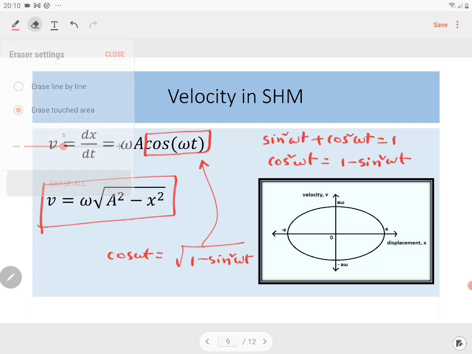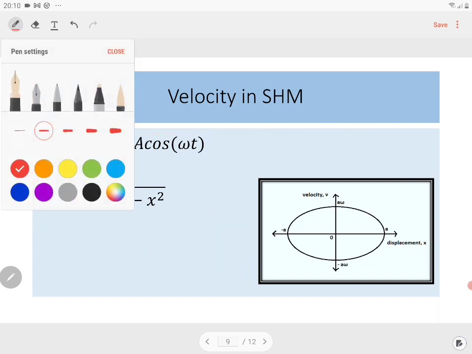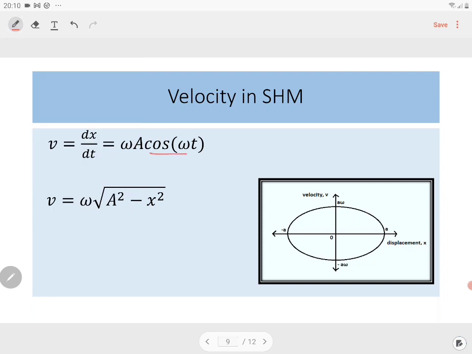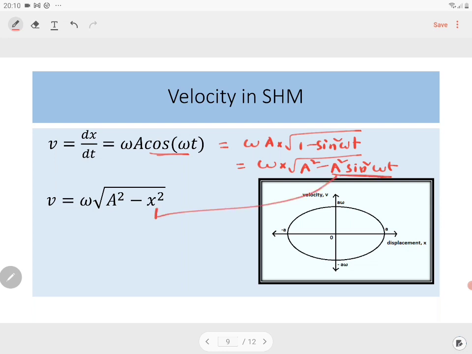So if we substitute that, what do you get here? In place of cos omega t we put root over 1 minus sin square omega t, so omega a into root over 1 minus sin square omega t. Send a inside, so omega root over a square minus a square sin square omega t. In place of this a square sin square omega t, you can write x square. That's how you get this formula.